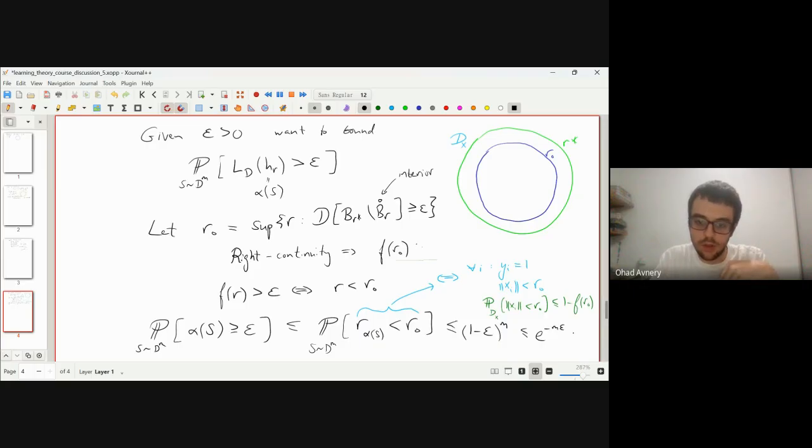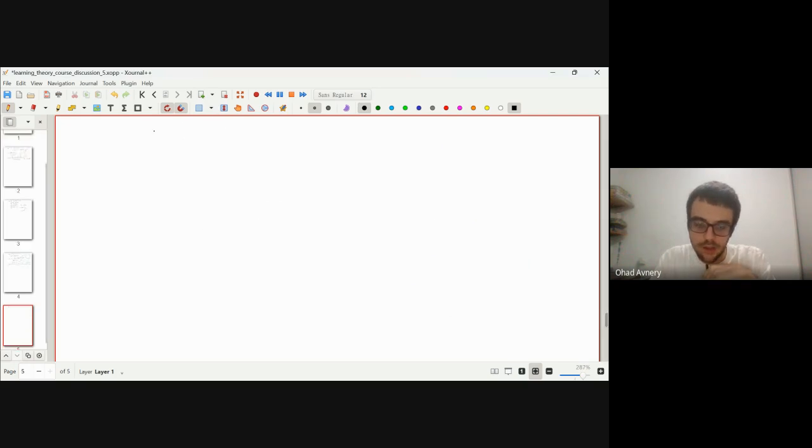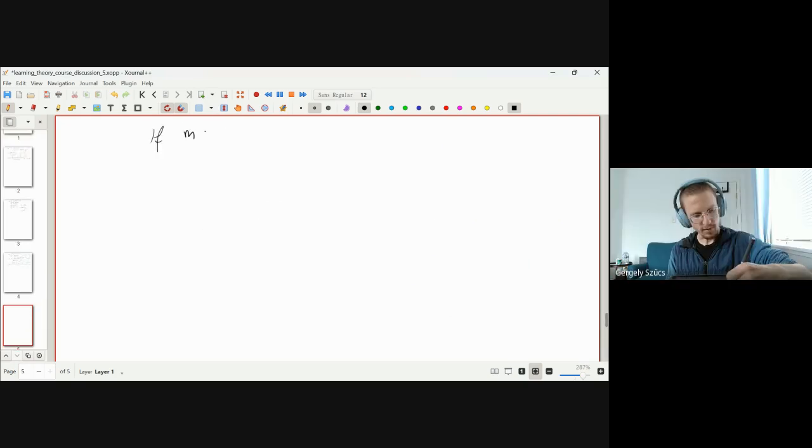that whenever m is large enough, then this probability is bounded by delta. And so if m is bigger or equal to like log of 1 over delta over epsilon, and the ceiling should be enough to imply that this is less or equal to delta.